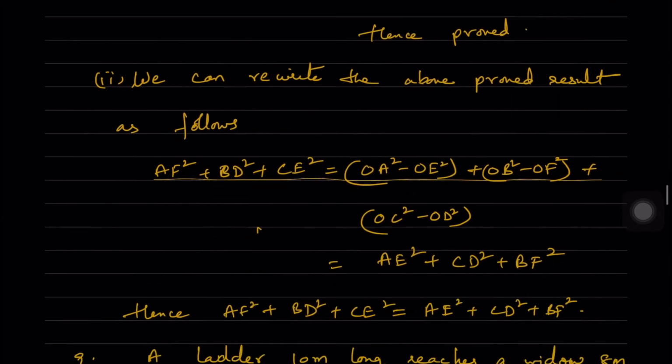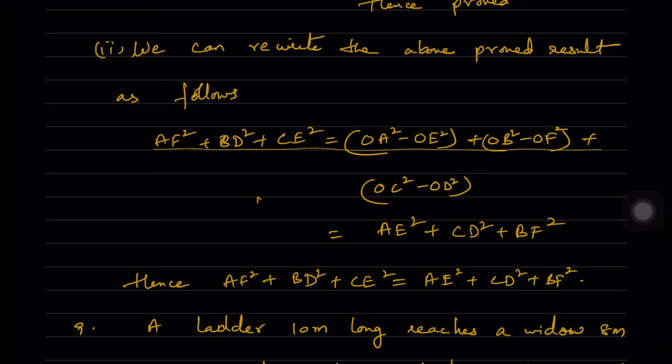So you are going to get the answer. Hence AF square plus BD square plus CE square is equal to AE square plus CD square plus BF square.